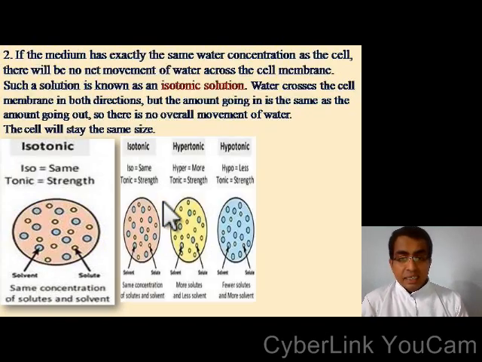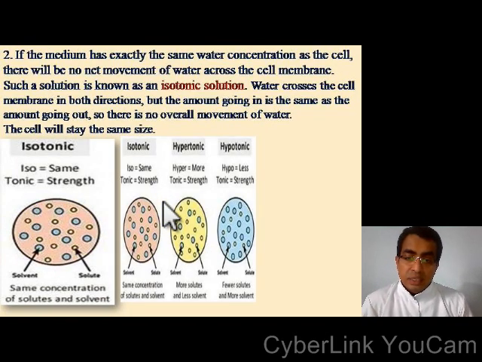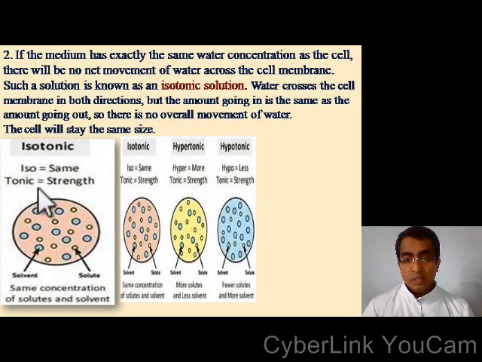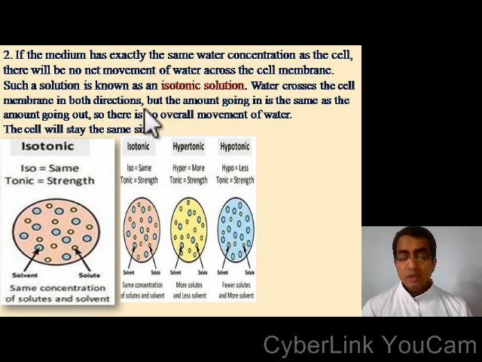The third case is isotonic solution. If the medium has exactly the same water concentration as the cell, there will be no net movement of water across the cell membrane. Such a solution is known as an isotonic solution. Iso means same, tonic means strength. That means the same concentration of solutes and solvent. So such a solution is known as an isotonic solution.